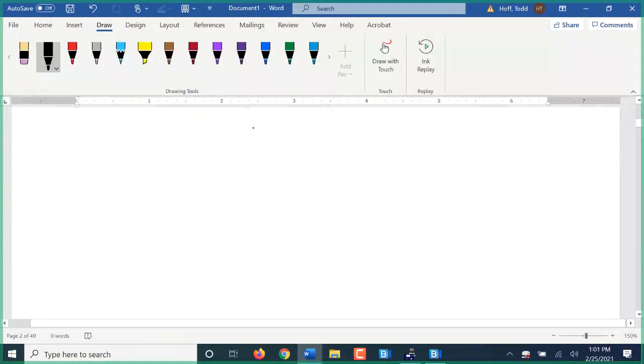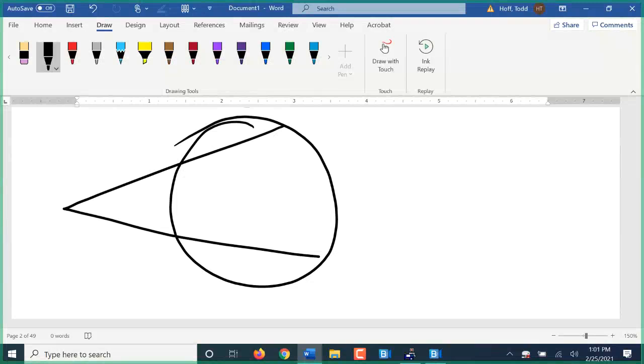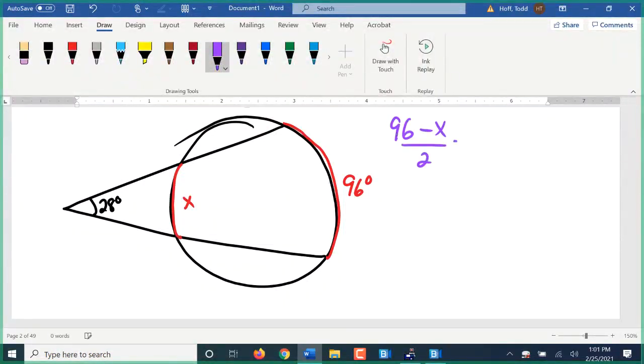That can also work backwards. If I know I want this to be 28 degrees, and I know this is an arc of 96 degrees, and I want to know what this arc has to be. Well, I know that 96 minus x divided by 2 has to equal 28. I can multiply both sides by 2. 96 minus x equals 56.